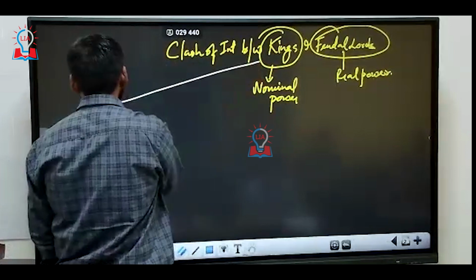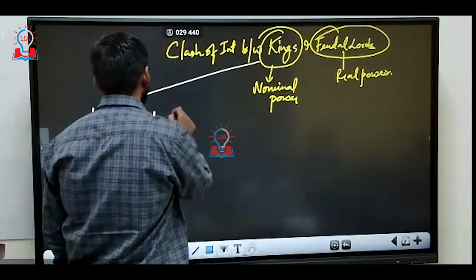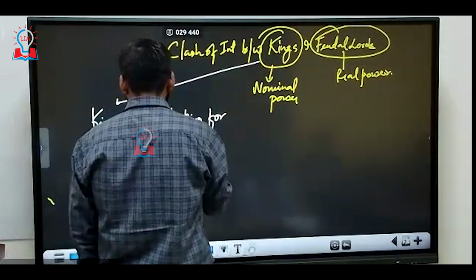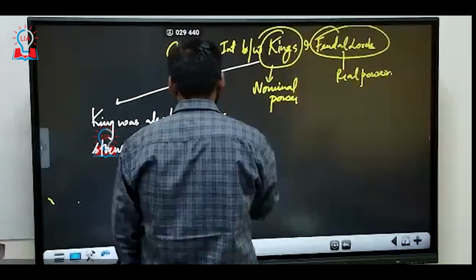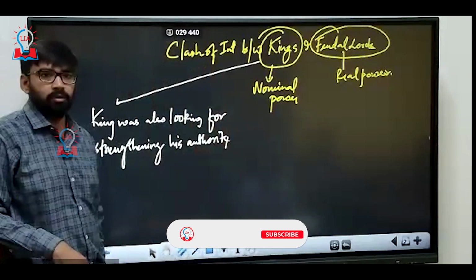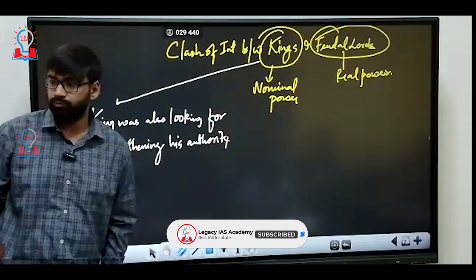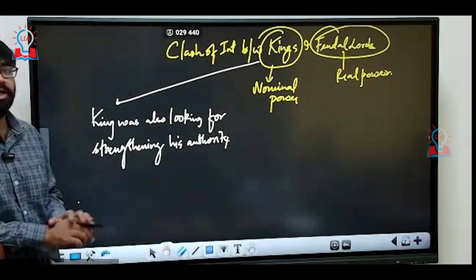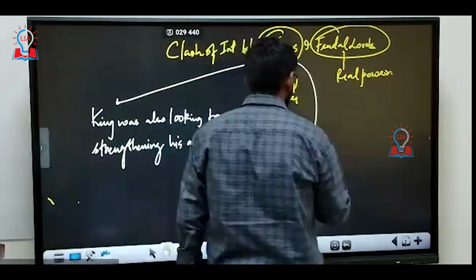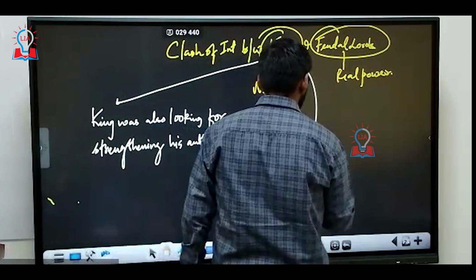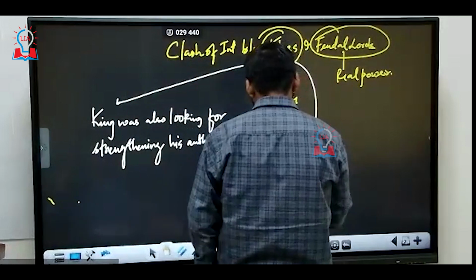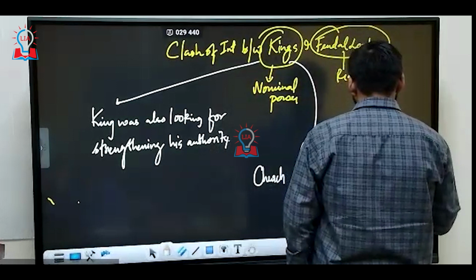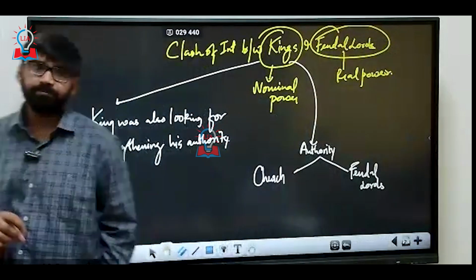So king was also looking for strengthening his authority. Clear? So the authority of king was challenged by two groups. On the one hand, it was challenged by church. On the other hand, feudal lords. So two groups were there who were challenging the authority of the king. Feudal lords and church.